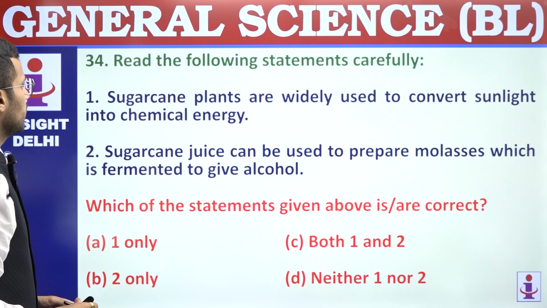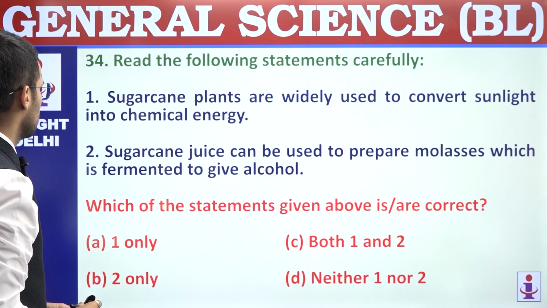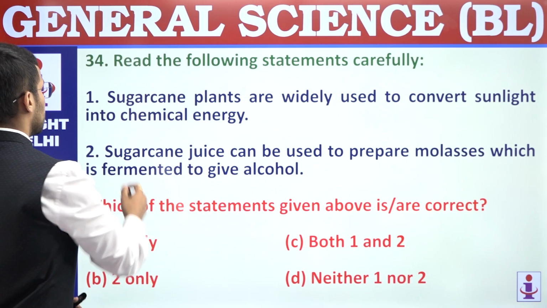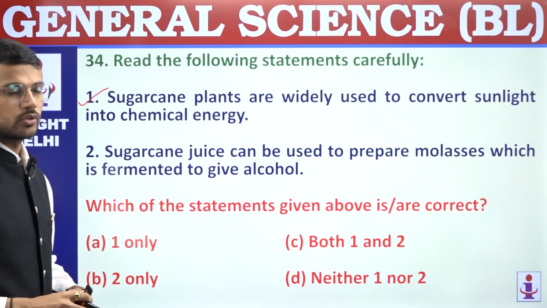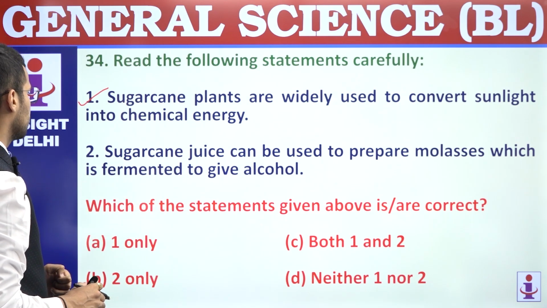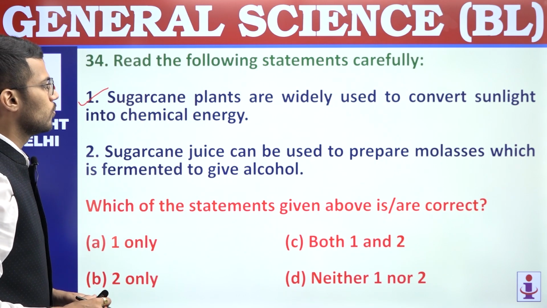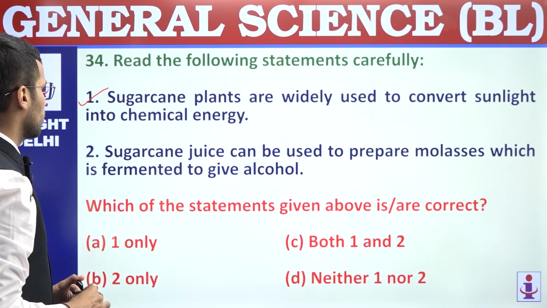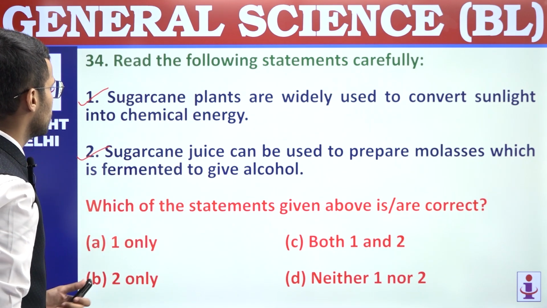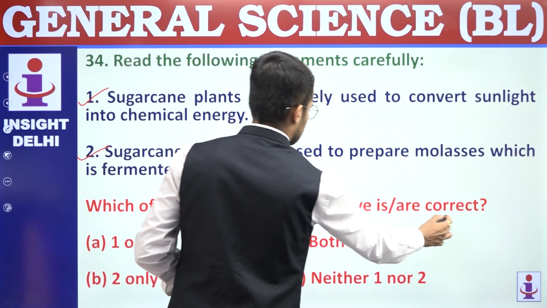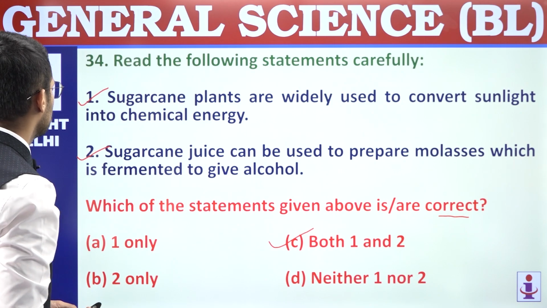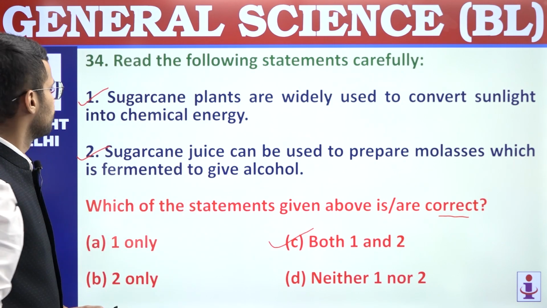34. Read the following statements carefully. First, sugarcane plants are widely used to convert sunlight into chemical energy. This is very important statement. Sugarcane plants, they are widely used to convert sunlight into chemical energy. Second, sugarcane juice can be used to prepare molasses, which is fermented to give alcohol. Correct statement again. Right, so both these statements are correct. We are supposed to find out correct statements only. Answer is C, both 1 and 2. Question number 34, answer is C.